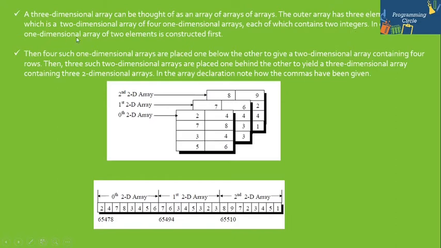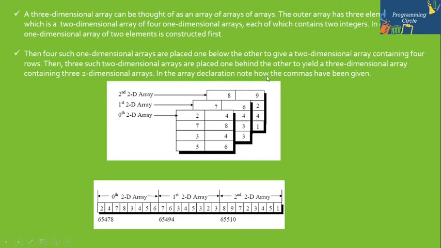In other words, a 1-dimensional array of 2 elements is constructed first. Then 4 such 1-dimensional arrays, let's say first, second, third, fourth, are placed one below the other to give a 2-dimensional array containing 4 rows. Then 3 such 2-dimensional arrays are placed one behind the other to yield a 3-dimensional array containing 3 2-dimensional arrays, which I already told you.